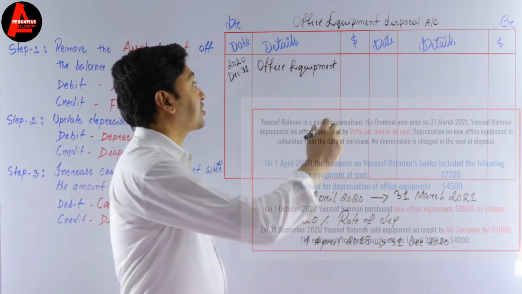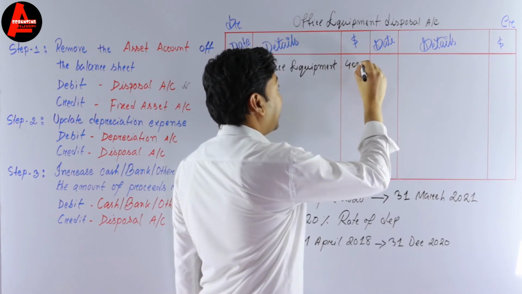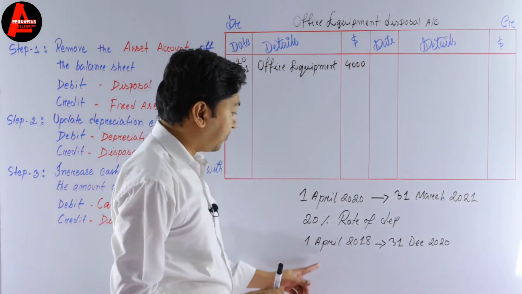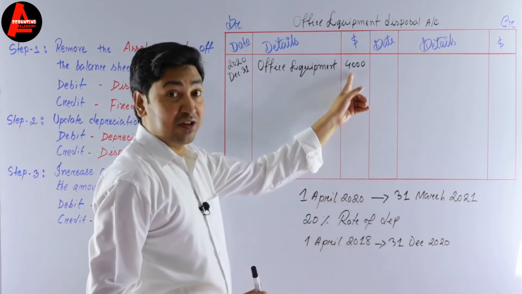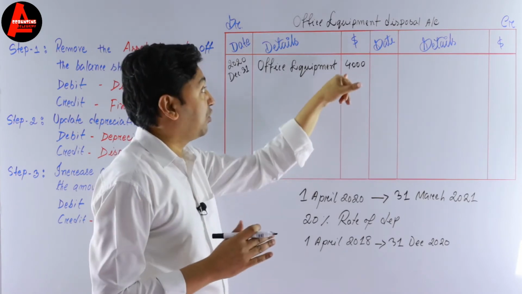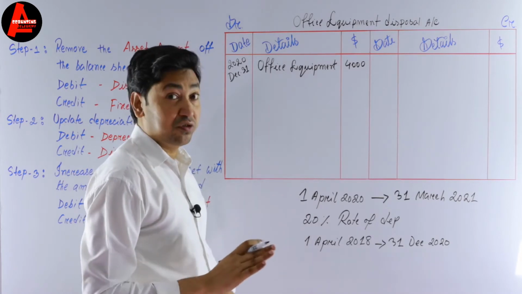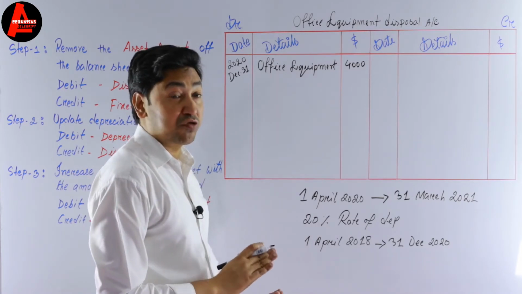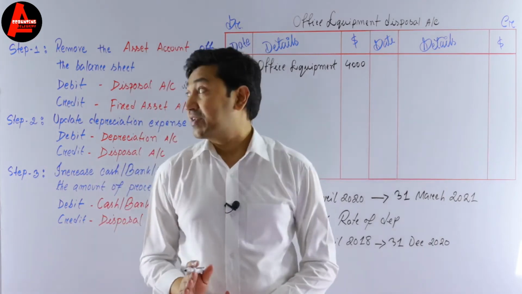Okay, so cost price was $4,000 and this office equipment was purchased on 1st April 2018. Okay, for $4,000. So this asset is disposed, means sold. So we will write the cost price, not the selling price. It was sold for $2,000, so we will not write here $2,000. Okay, so very good. So first step is done.